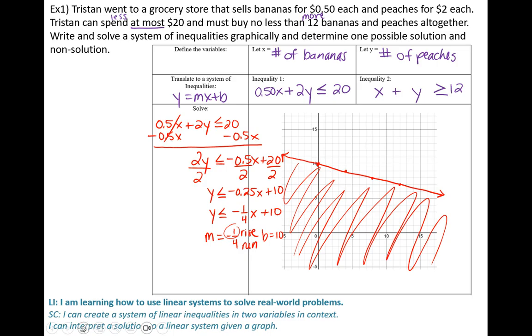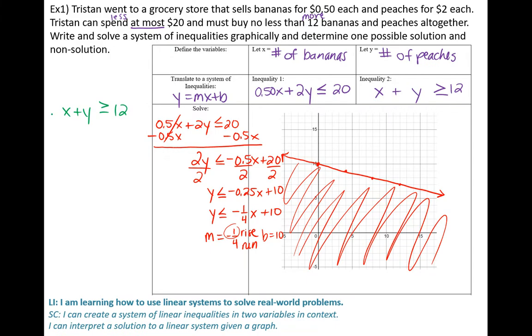Then I'm going to switch colors over to green. And with my green, I'm going to go to the other inequality. You may not have a ton of room, but hopefully you can squeeze it in here in the space that we have. I have x plus y is greater than or equal to 12.